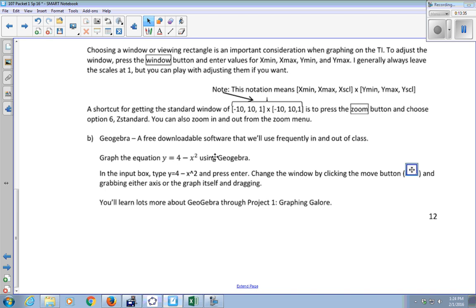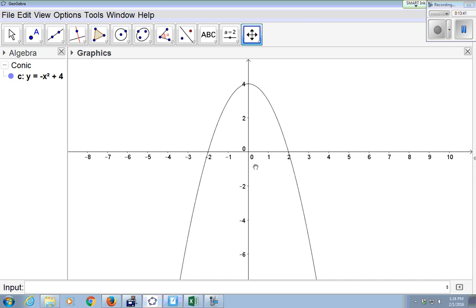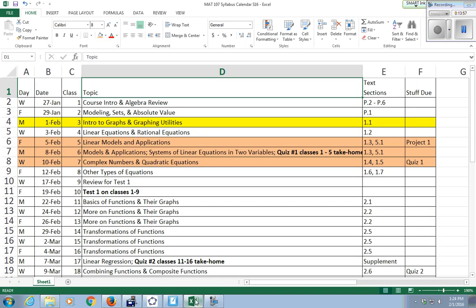See, what else am I going to do here? So that's all I'm going to show you with GeoGebra right now. You're going to learn lots more on how to work GeoGebra in Project 1, which I want to suggest that everybody do, even if you're not planning on doing projects this semester because you're going to go with the test heavy option. Everybody should do Project 1 for 2 reasons.